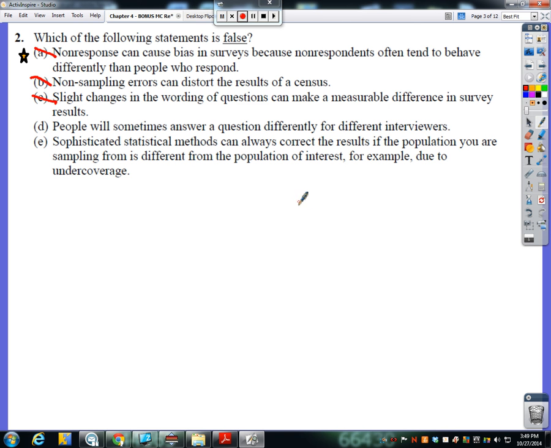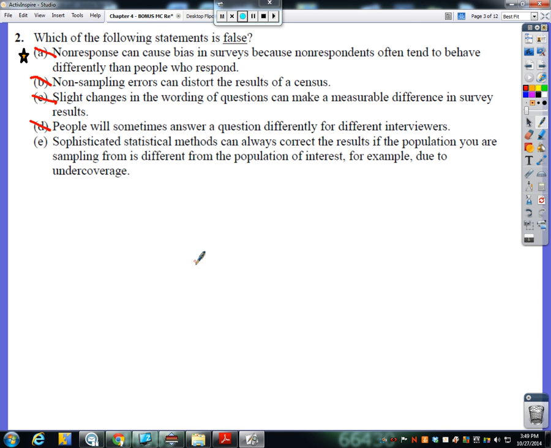D, people will sometimes answer a question differently for different interviewers. Yeah, that was response bias, where if we were being asked questions about race and someone of a different race compared to us was asking the question, we might respond differently than what our true intentions might be. So I believe that would be a true statement. So that leaves us to E.